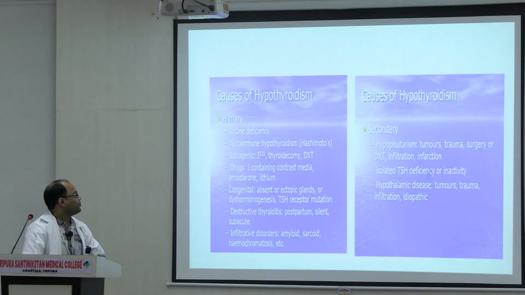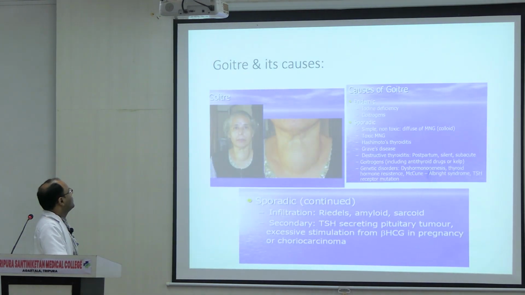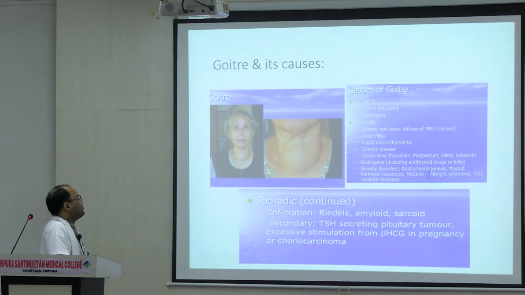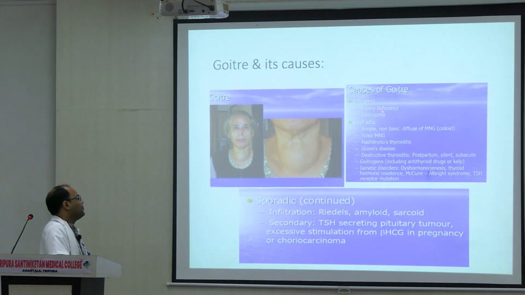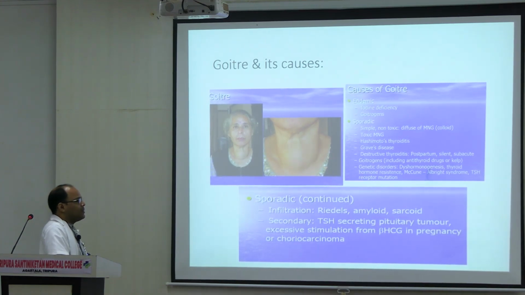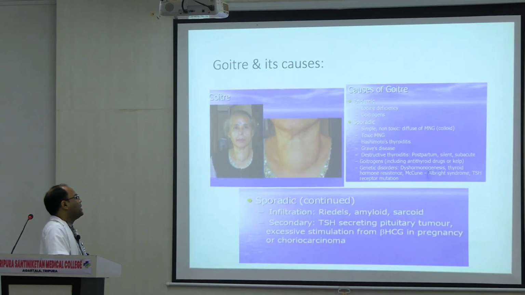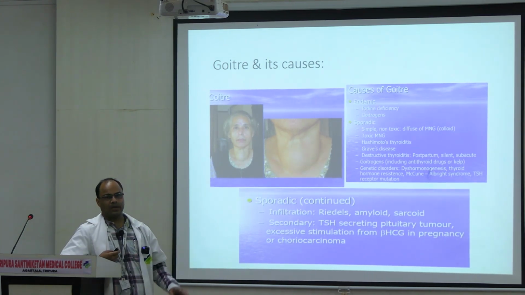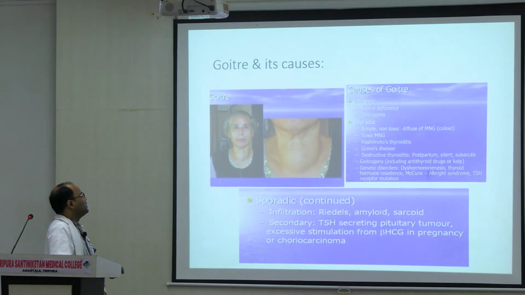Okay, next, goiter. This is the swelling of the thyroid gland. This is called goiter. Very common previously because of iodine deficiency. This is called endemic goiter. Sometimes some agent causes goiter, and sometimes iodine deficiency is not there but still goiter develops. This is called sporadic goiter.